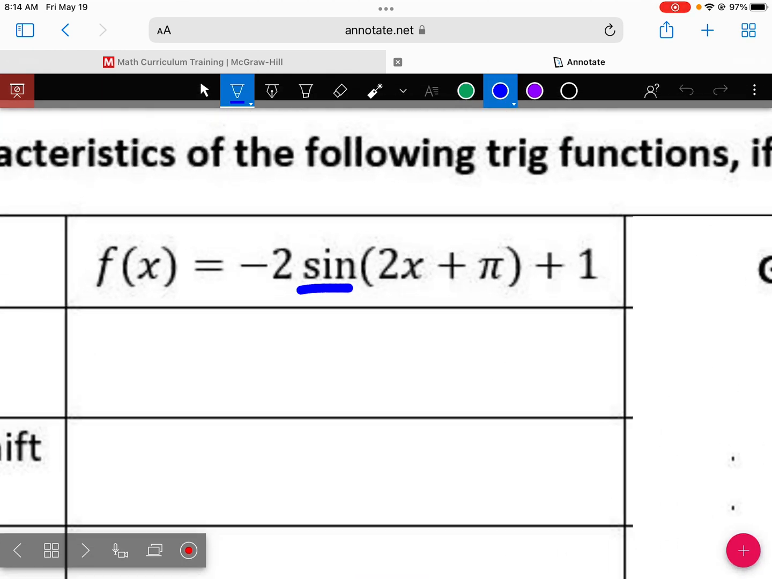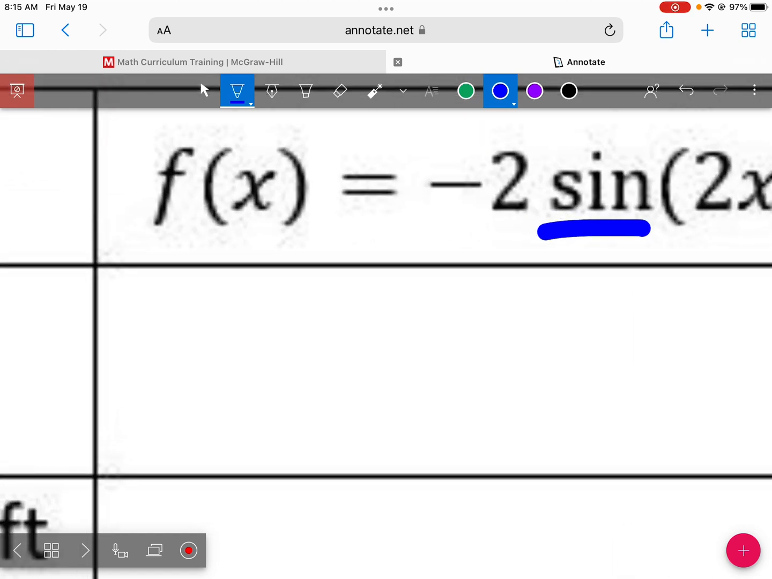So first we want to know about period. This is going to be a sine graph. What is the period for the parent sine? How far until we start to see complete repetition? 2 pi. One trip around the circle. And then when we take another trip around the circle, all the values would repeat. So the period of the parent is 2 pi.